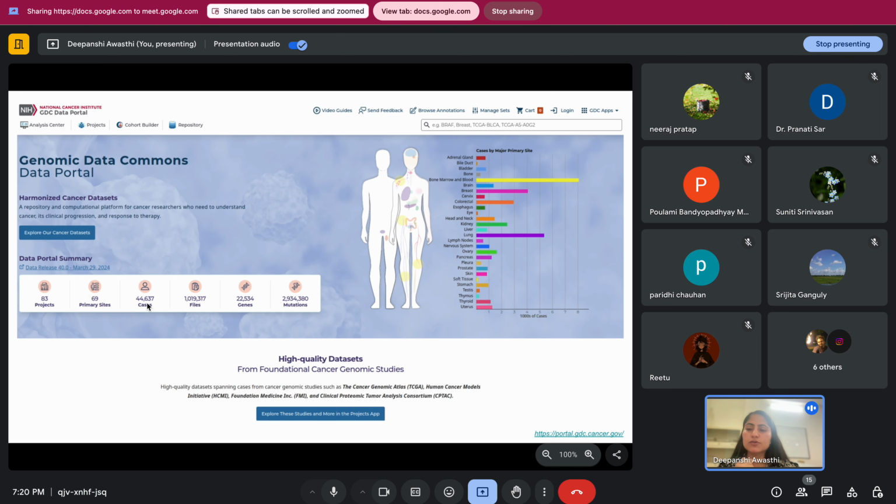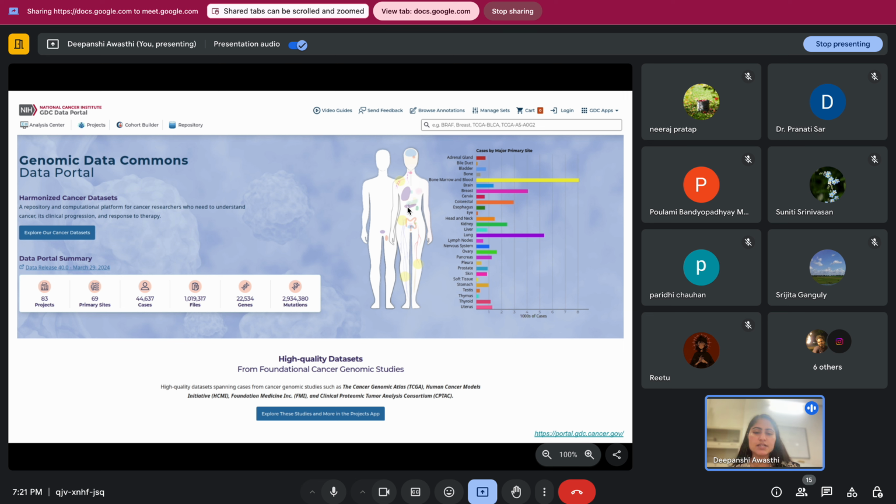So I am giving you a quick overview of the GDC portal. This is the Genomic Data Commons portal. I have also given you the link if you want to explore it. It tells you about different projects performed on different patients, the primary sites from which the data has been obtained, how many cases they have studied, how many files they are providing, how many genes are observed in these cancers, and how many mutations. All this information can be obtained from the GDC data portal.